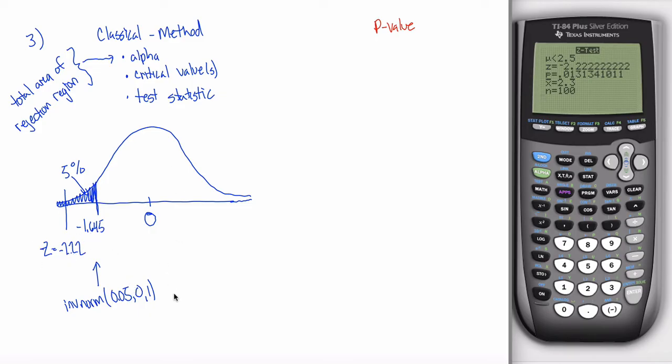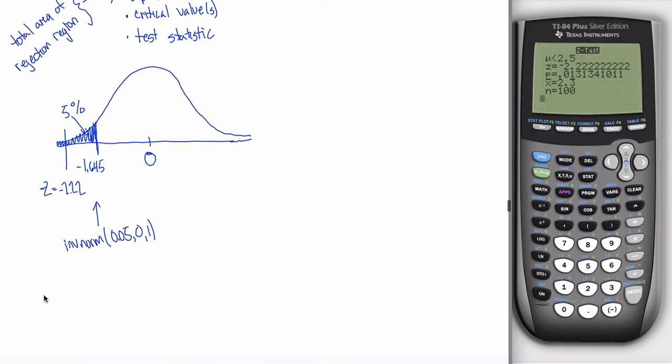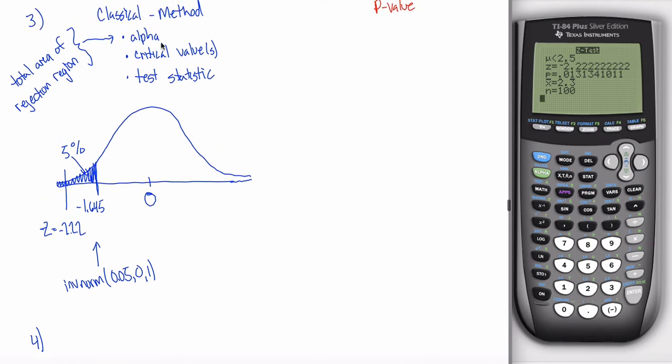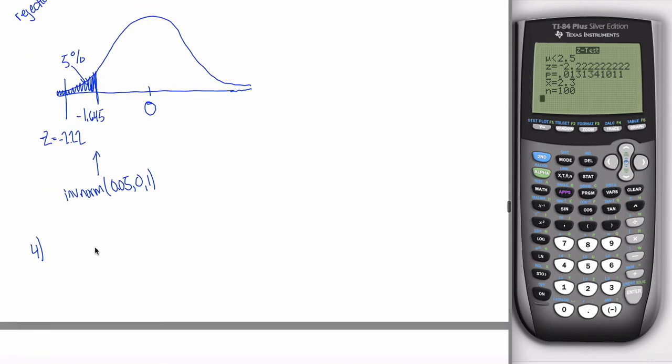Here's your picture for the classical method of hypothesis testing. That's it. Step 4, draw your conclusion. Your conclusion is going to include 3 things, just like your picture up here included 3 things. Those 3 things will be why you're doing what you're doing, what that means for the null hypothesis, what that means in the language of statistics, and what that means in context.